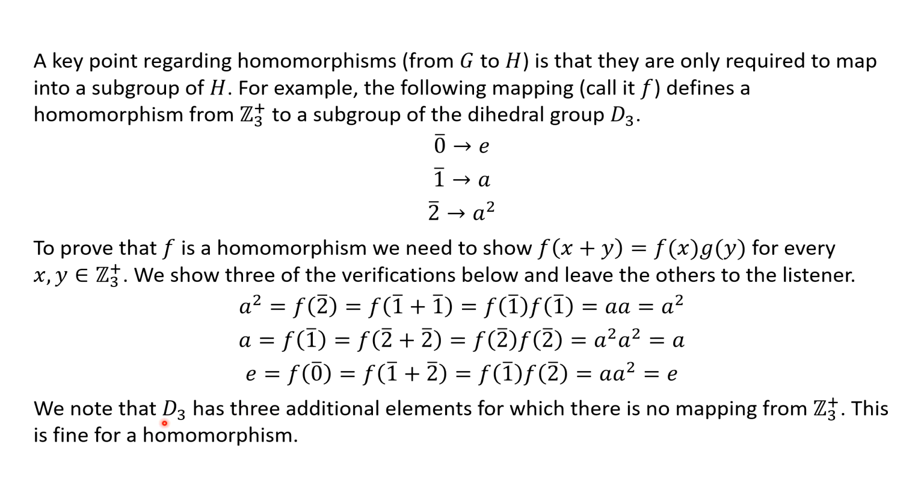And just to note, the D3, the dihedral group for n equals 3, has 3 additional elements, and there's no mapping from the integers mod 3 to those additional elements, but that's fine for a homomorphism. We only needed to show that this property held for all x and y in the integers mod 3.